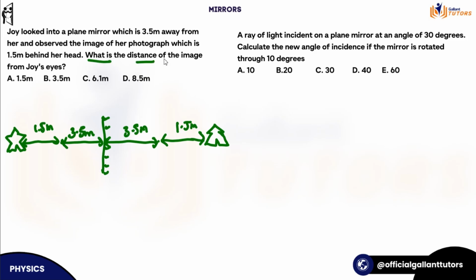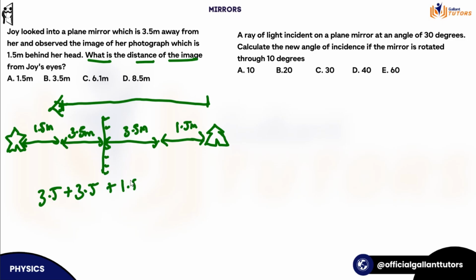What is the distance of the image from Joy's eyes? This is where Joy's eyes are. So we've been told to calculate the distance from here to what? To the image, which is this place. Exactly. Meaning that we just have to add everything in between, which is 3.5 plus 3.5 plus 1.5. 3.5 plus 3.5 gives 7, plus 1.5 is 8.5 meters. So option D is correct.